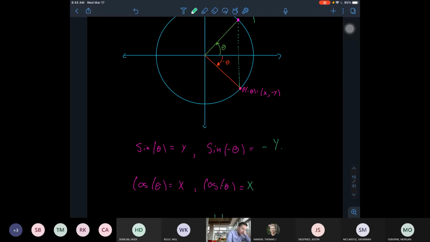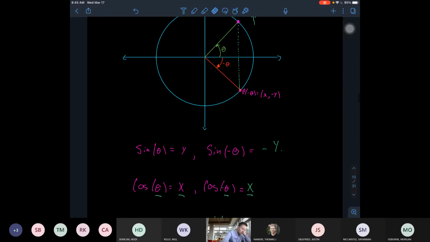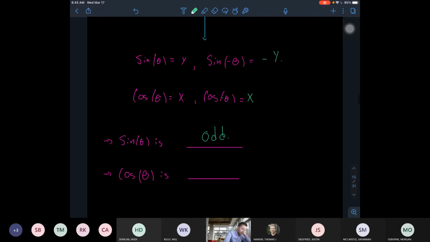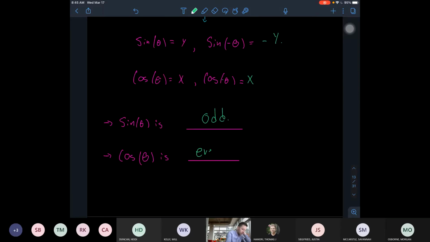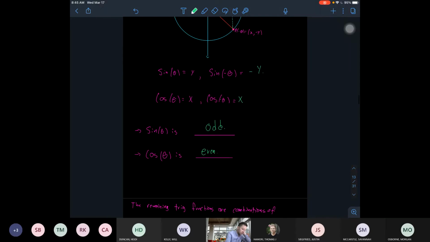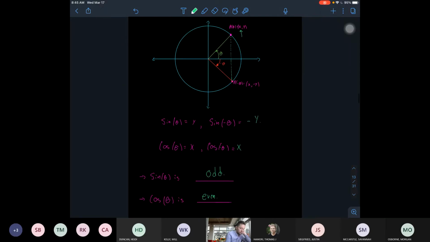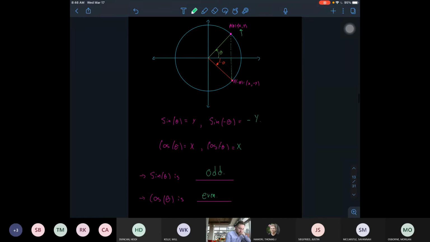So cosine is characterized by the property that if I do cosine of theta, I get x, and if I do cosine of negative theta, I get the same exact thing. Which means that cosine is going to be an even function.